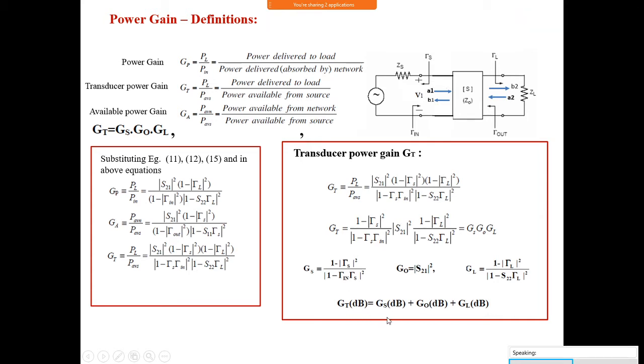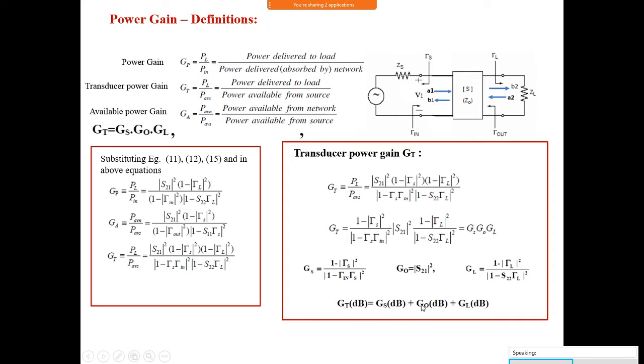So based on your requirement of total transducer gain, you should get what the value of GS should be, what the value of G naught is, and what the value of GL is. For example, I want 20 dB gain. I want to have GT equal to 20 dB. How to get that value? To do that, you should choose the values of GS, G naught, and GL. But how to choose the values of GS, G naught, and GL?